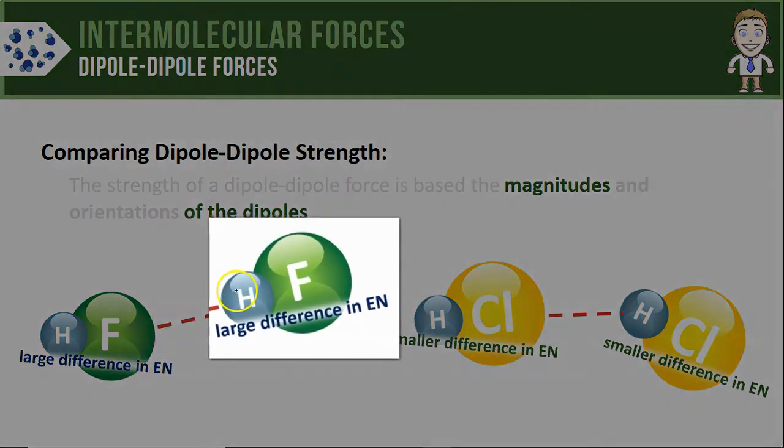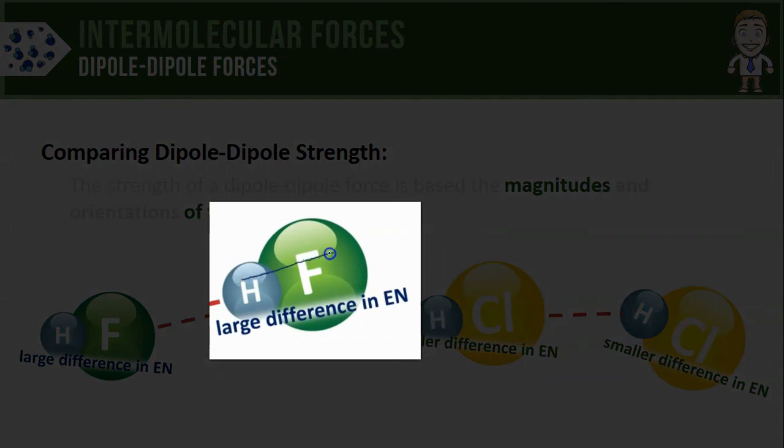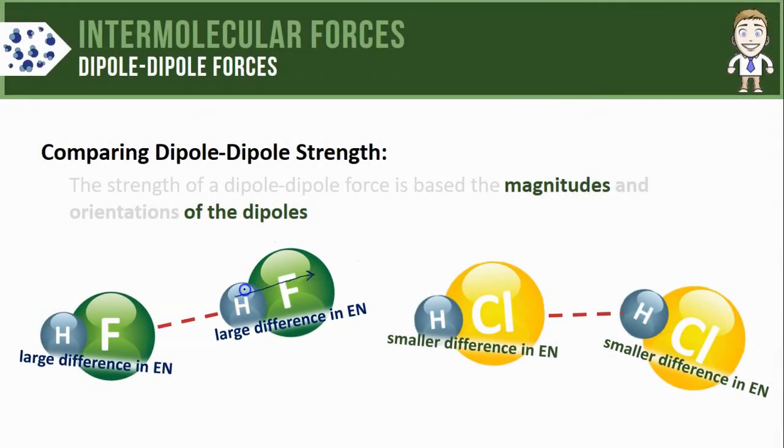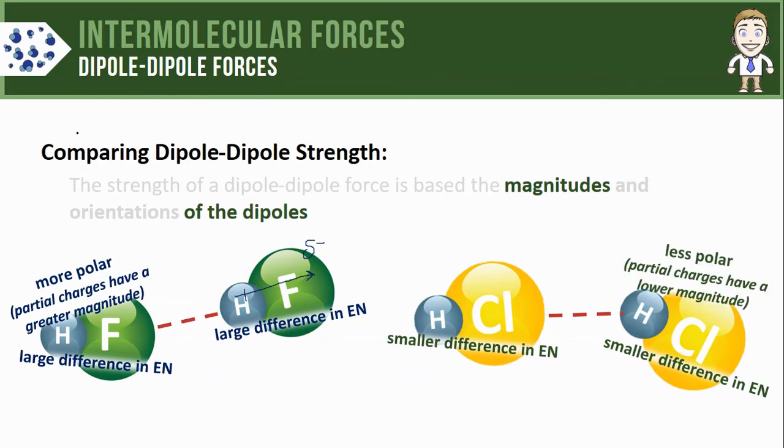And that means that the fluorine atom is going to pull on the shared electrons in this bond much more strongly than the chlorine atom will. So that fluorine is going to develop a partially negative charge with a greater magnitude than the chlorine will. Or another way to say it is that the hydrogen fluoride molecule is more polar and the hydrogen chloride molecule is less polar. And finally, since the partial negatives and partial positives in HF have greater magnitudes, that's going to be the stronger dipole-dipole force, and this will be the weaker of the two.